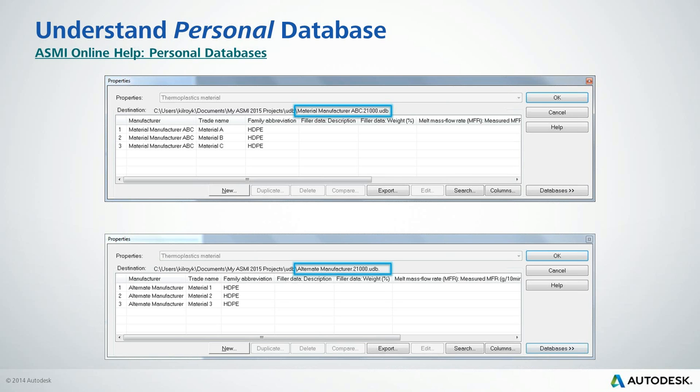So here we have material manufacturer ABC up on the top with three materials listed, material A through C. So that's that manufacturer's materials. And then down here I actually created another one that says alternate manufacturer. So if you're working with a specific manufacturer, or if you're importing material from these manufacturers, you can separate them into their own databases so they can be more refined when you go to search for them in the future.